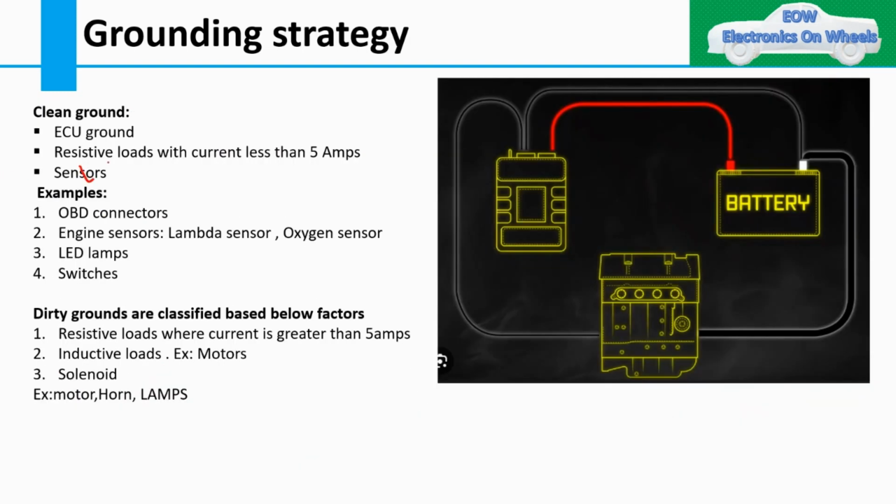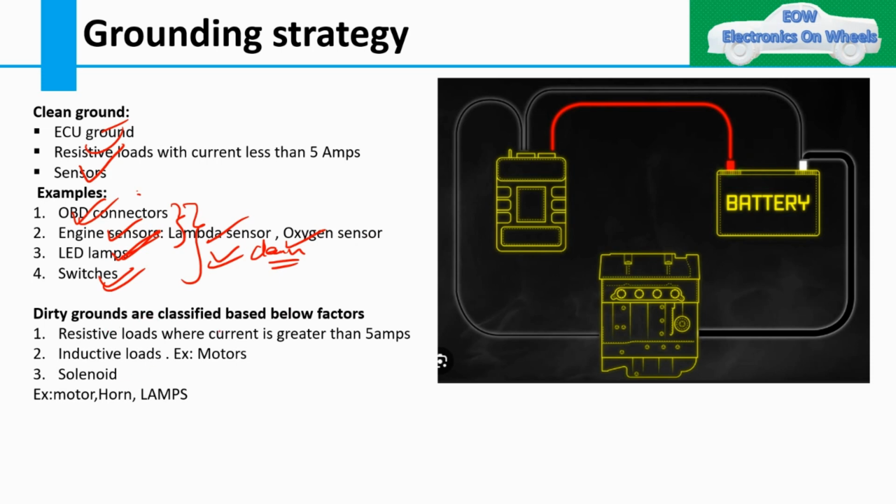Then you have your sensors. Okay, then what are the examples? You have the OBD connectors, diagnostic connector, then engine sensor, lambda sensor, oxygen sensor, map sensor. There are many sensors. So those come under the clean ground. Then we have LED lamps, then switches. So these grounds come under the clean ground. Okay, so we can combine these grounds when we are grouping them.